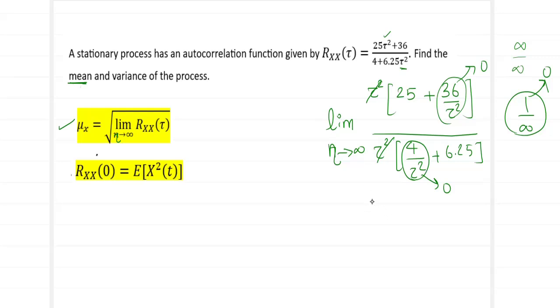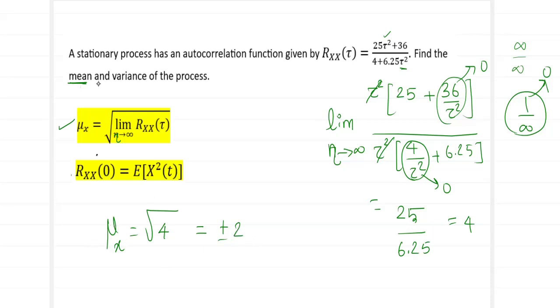So what will be left? I will be left with just 25 in my numerator, and in the denominator I will have 6.25. So what will be 25 by 6.25? I know that this is going to be equal to 4. But what is going to be mu x? Mu x is nothing but the square root of limit tau tending to infinity Rxx of tau. So I have square root of 4. What will be square root of 4? It is going to be plus or minus 2.